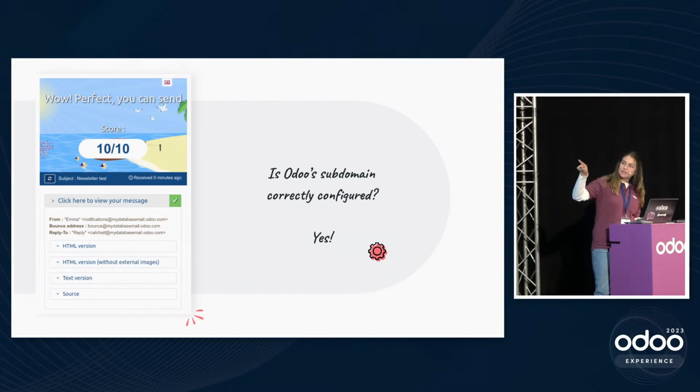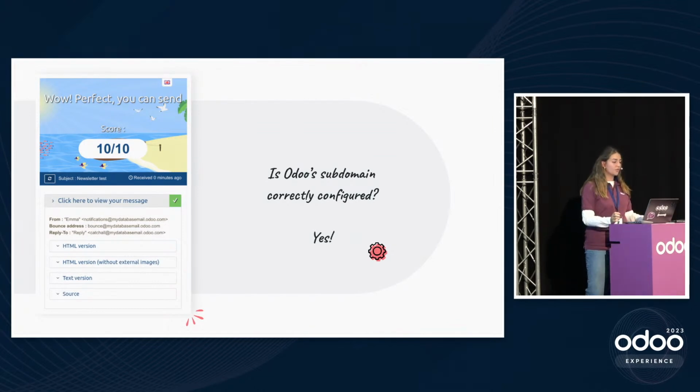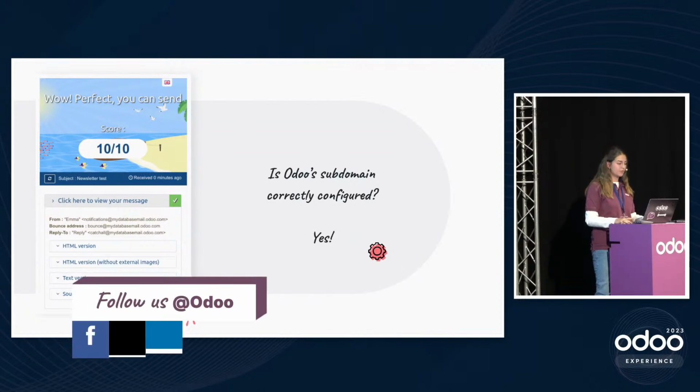I can see there that my email is properly sent from notification at mydatabase.odoo.com. Don't hesitate to use tools when you do some configuration in your email configuration, especially if you do some changes. So the conclusion to this slide is, by default, it's working perfectly.